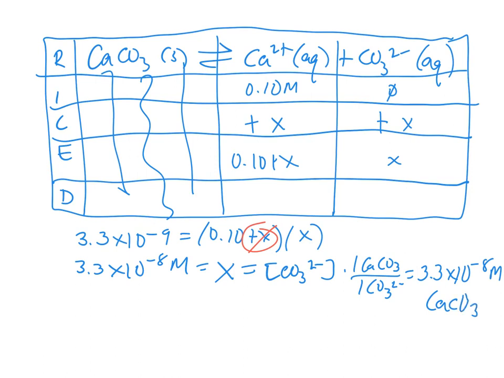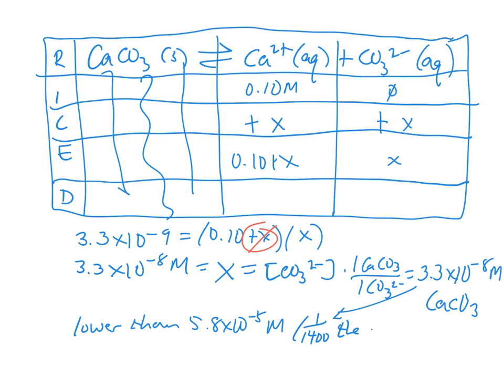So the molarity is substantially lower, right? That's far lower than the 5.8 times 10 to the negative 5th we had before. I guess if you did the math, it's probably about 1,400 times smaller. So maybe it's about 1 out of every 1,400 of the previous solubility.